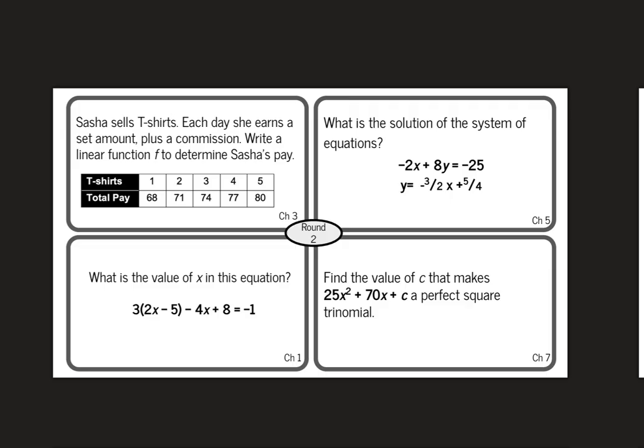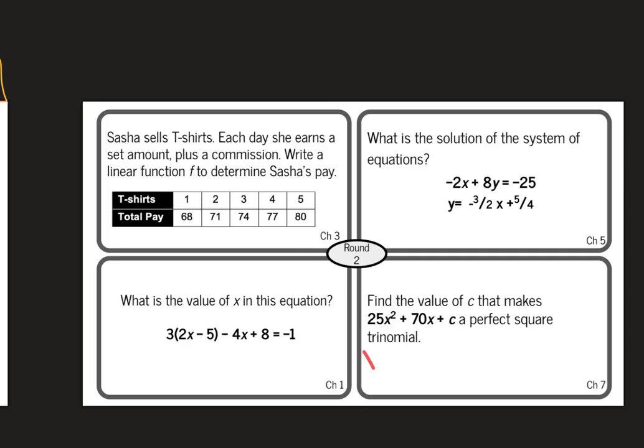There it is. Sasha sells t-shirts each day. She earns a set amount plus a commission. Write a linear function f to determine Sasha's pay. So let's see. This is x, and this is y, because her pay is going to be dependent upon how many shirts she sells. So the idea is if we write a function f to determine the pay, we could call it f of t if we wanted to. We could call it f of x. It really doesn't matter. So here, let's just go with f of t. Why not? So instead of x, it's t.